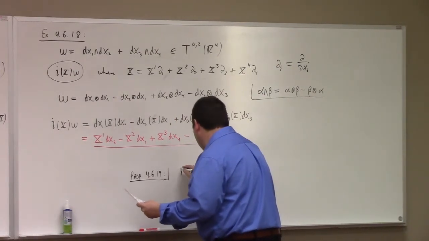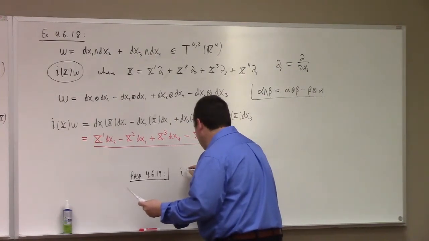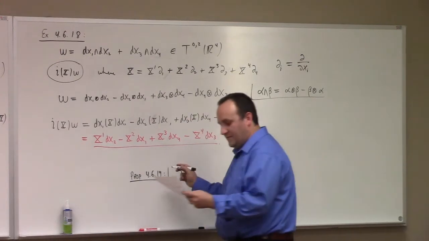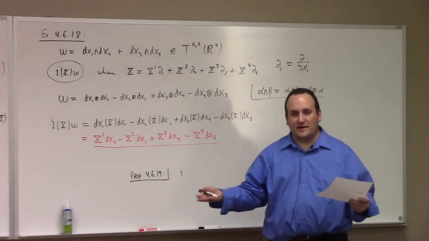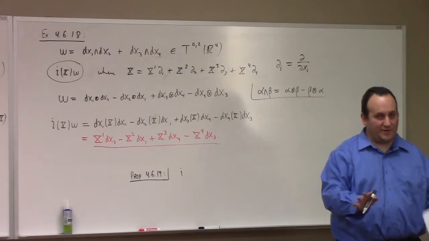But let's see, the interior product of x. Parts 1, 2, and 3 are all about the fact that the interior product is linear and you can pull smooth functions out of it. I'm not going to write those down. You can read them.